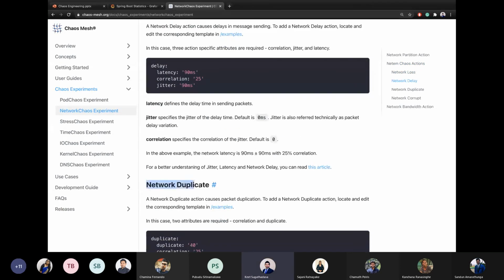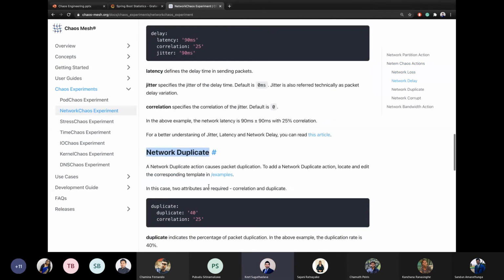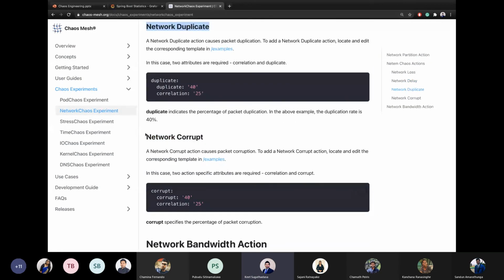And then we can induce network duplicate packets. What will happen if our packets and requests get duplicated? And you can even corrupt the network packets. So based on these different levels of experiments, you can try out different scenarios and experiments on your production system.